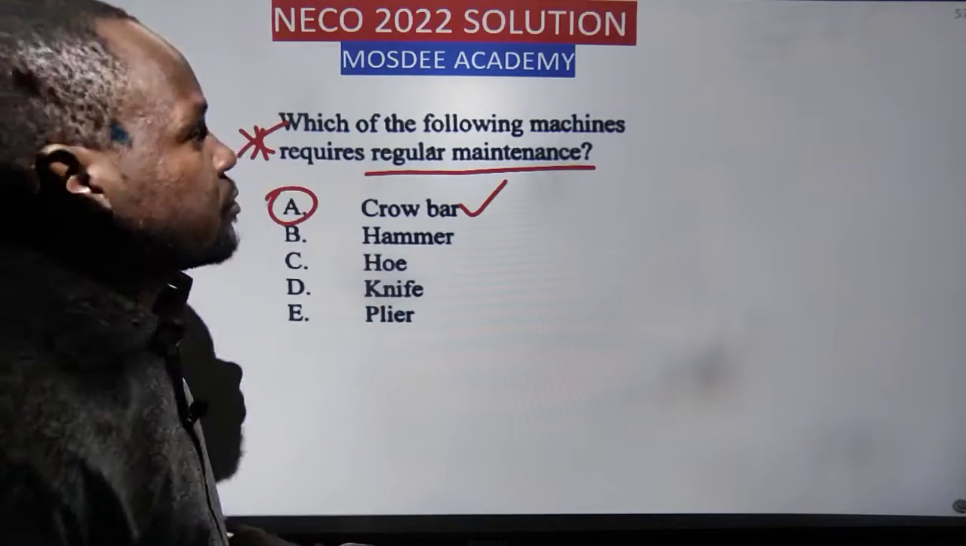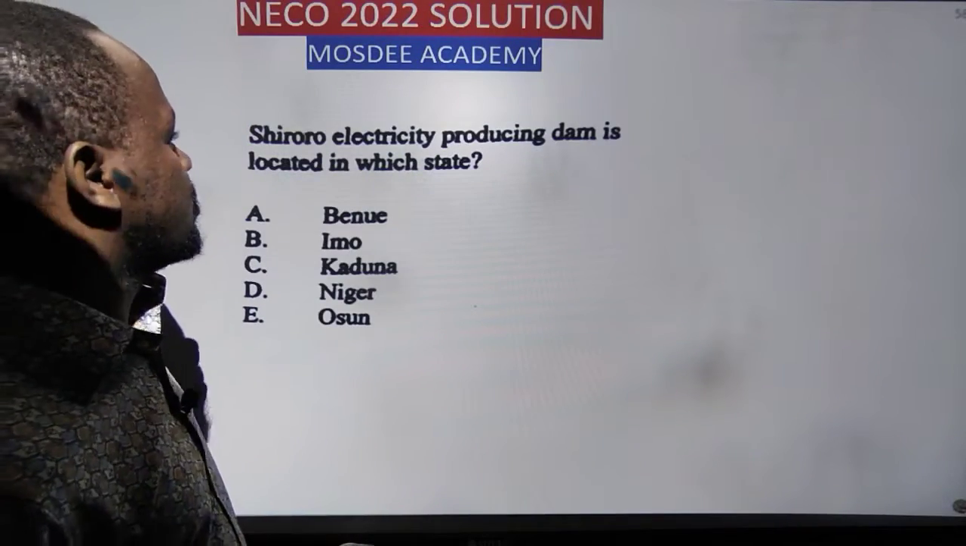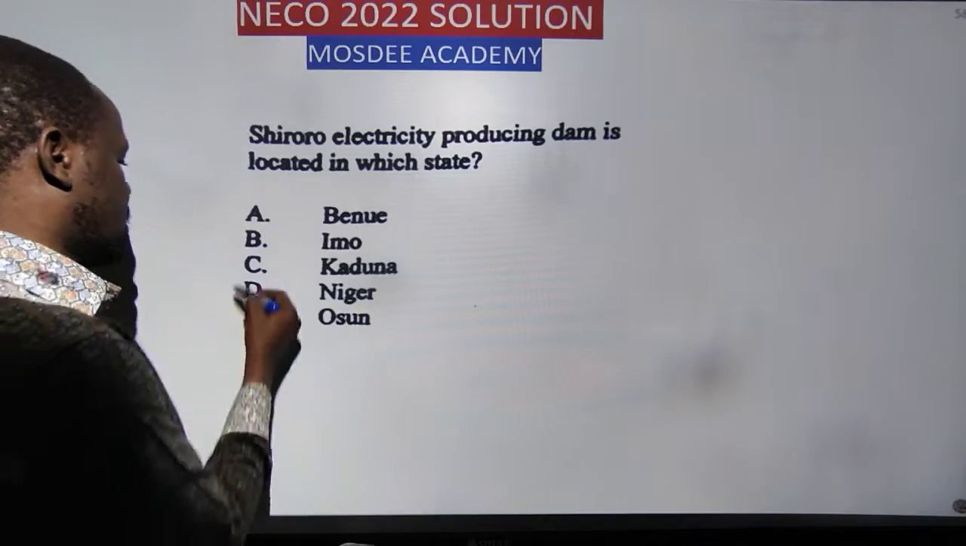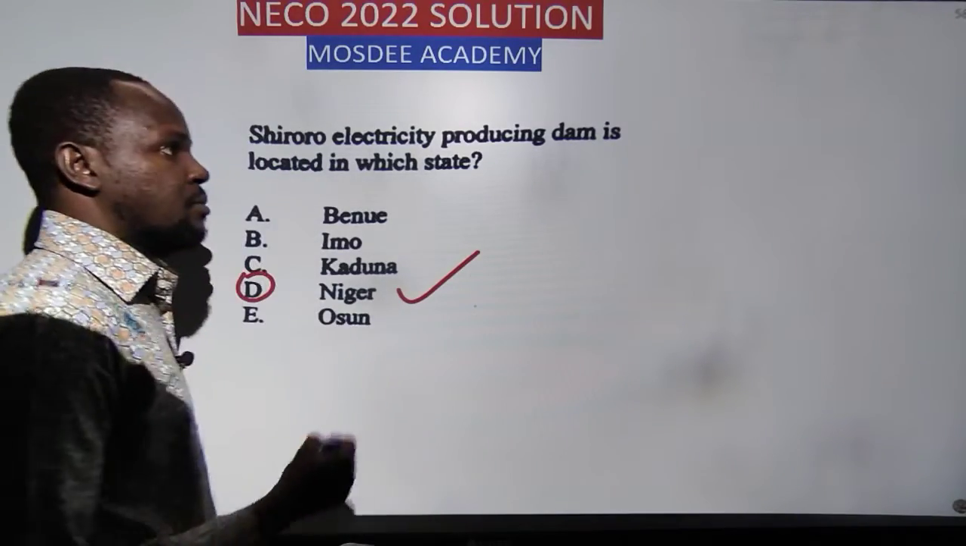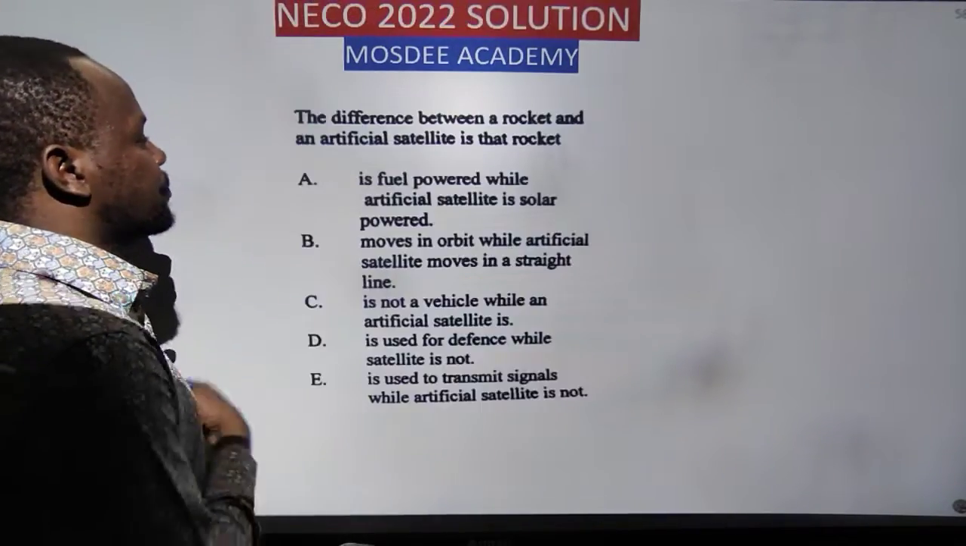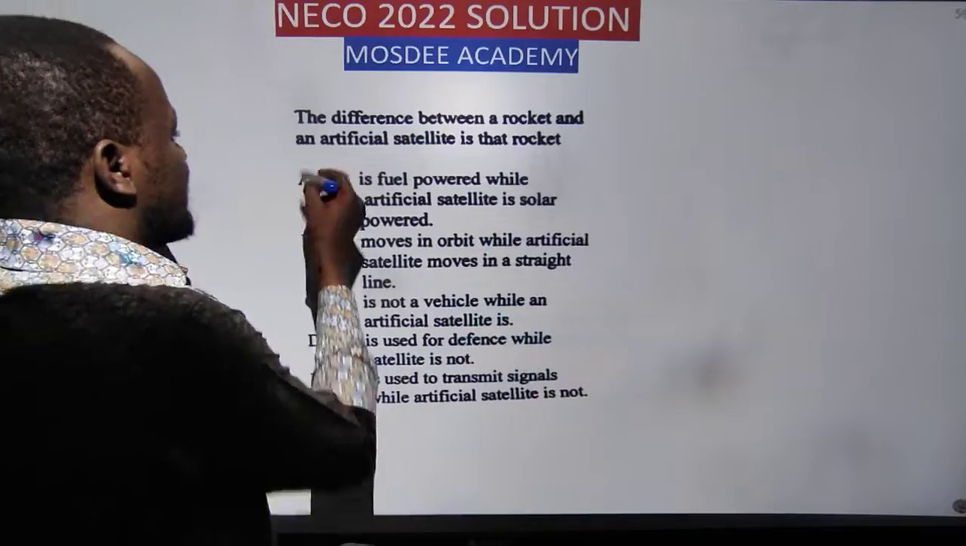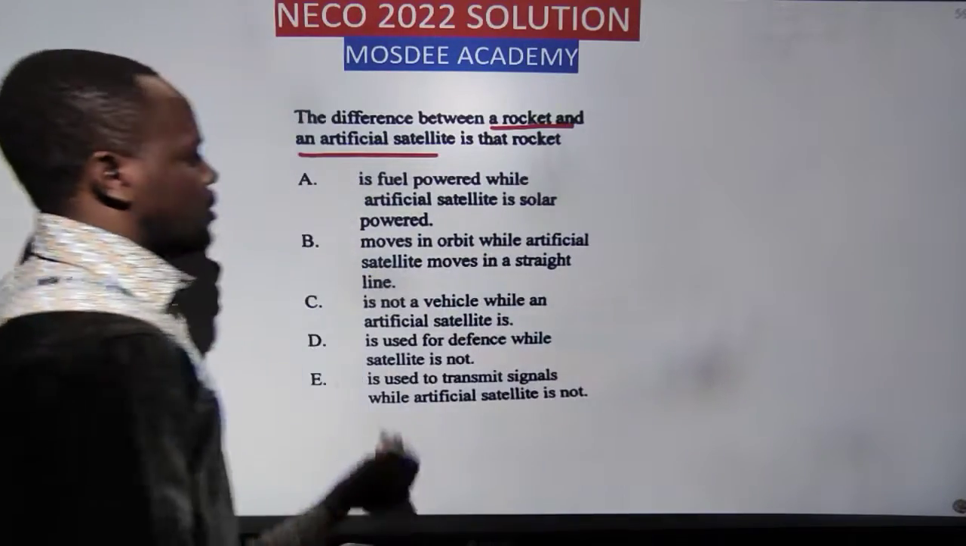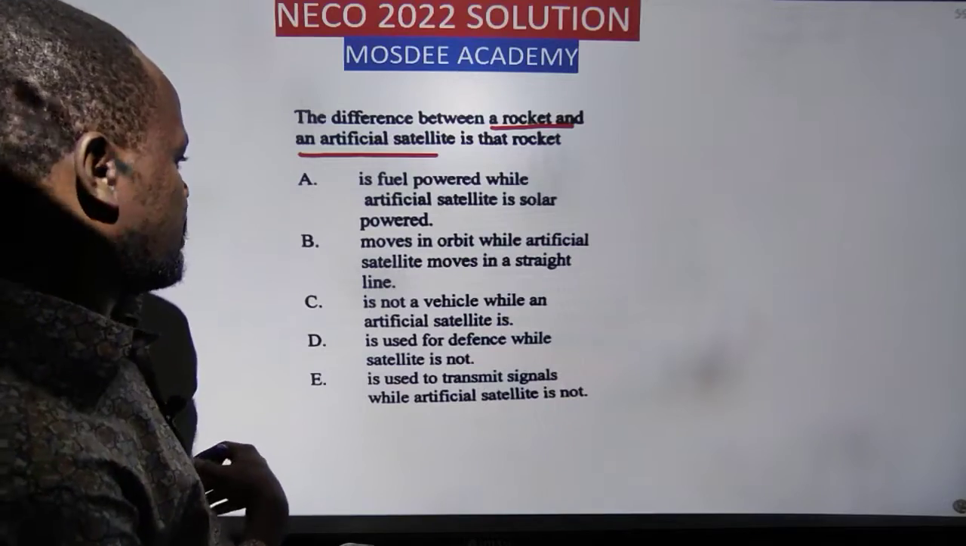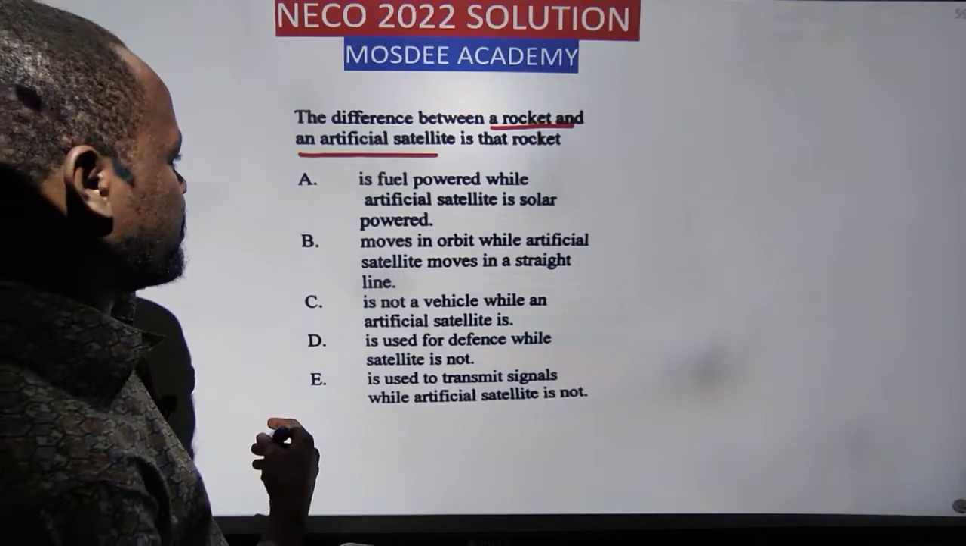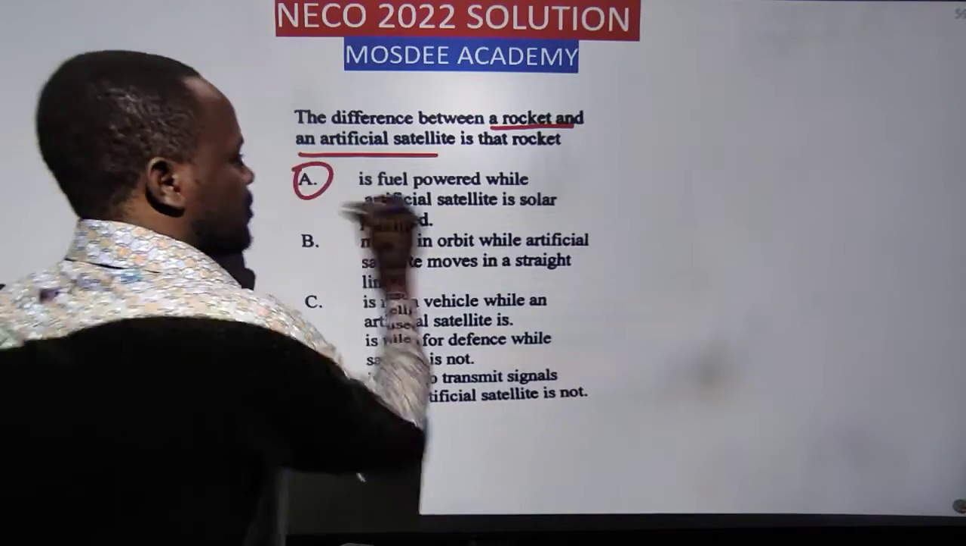The next one, question 58. Shiroro Dam is in Niger, Minna. Next one, 59. The difference between rocket and artificial satellite is what? One uses fuel, the other one does not. Moves in an orbit, fuel power, solar power. Yes, this is it. Correct.